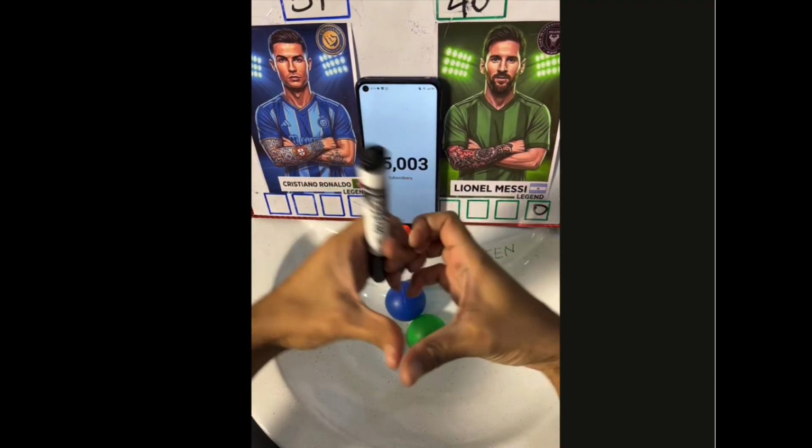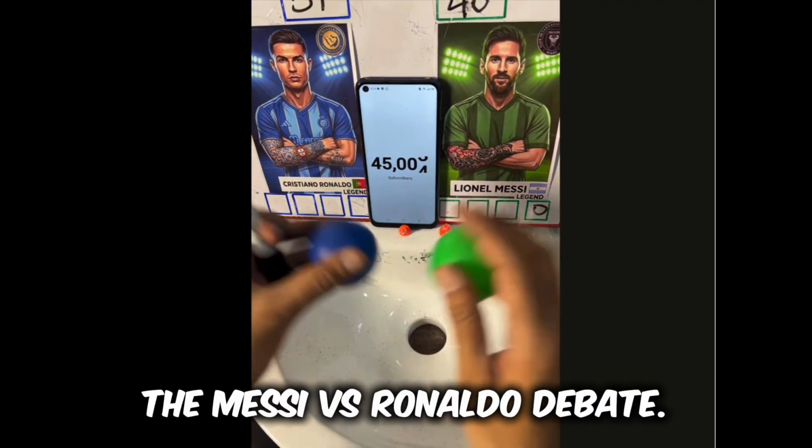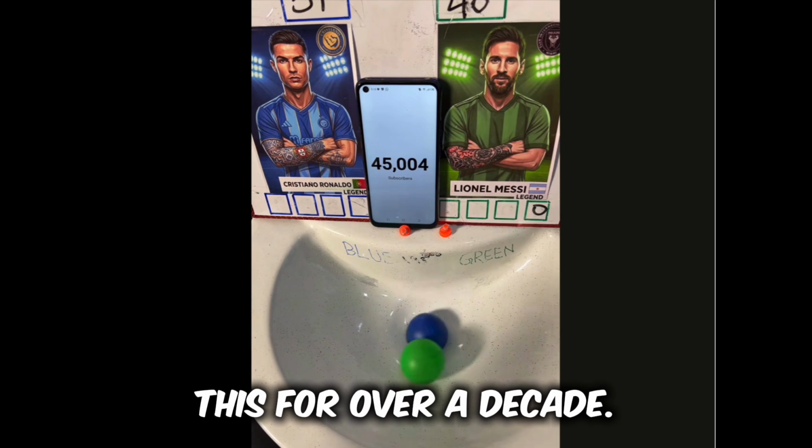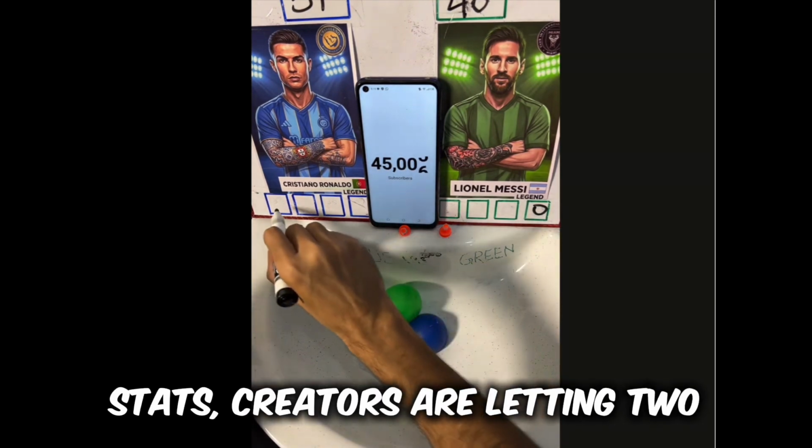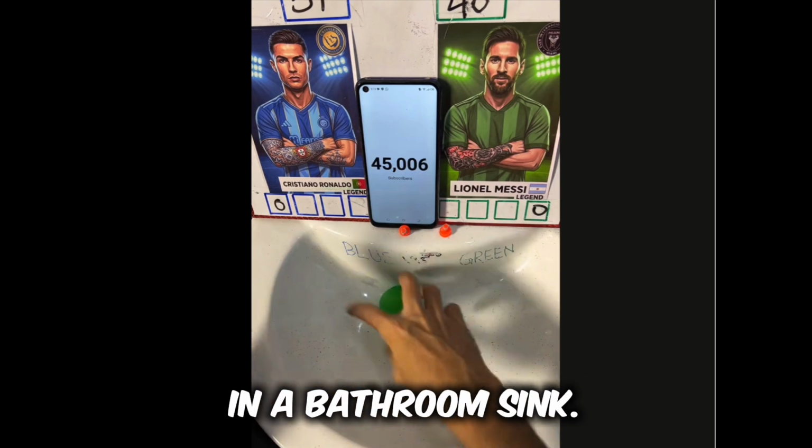Watch this. The Messi versus Ronaldo debate. The world has argued about this for over a decade. But instead of talking about stats, creators are letting two bouncy balls settle the score in a bathroom sink.